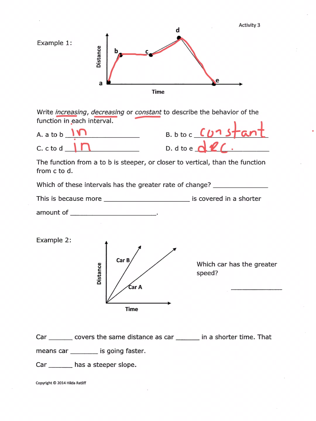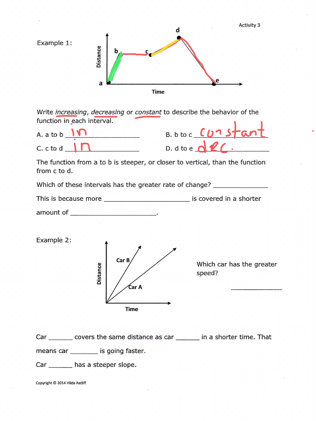Okay. The function from A to B is steeper or closer to a vertical than the function from C to D. So again, if we're looking at the function from A to B, it has a steeper slope than from C to D. Can't read. So A to B is closer to a vertical line than C to D is, they're saying.